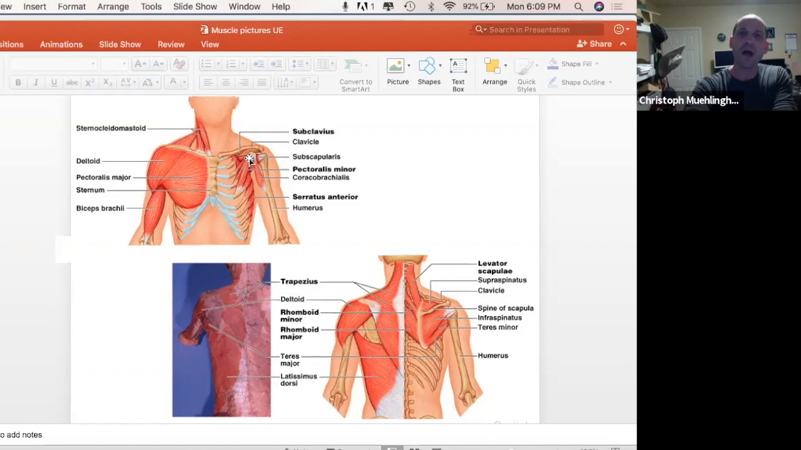And then another one we have here in the front that reaches a little bit down. That's the coracoid process right in here, actually, that tip. And that goes down like that.